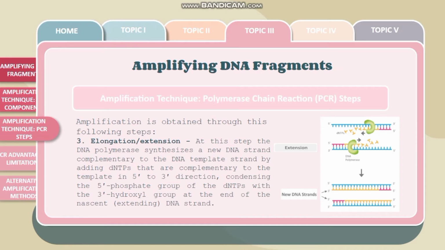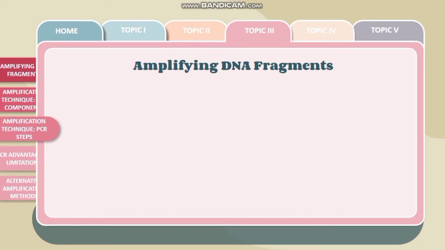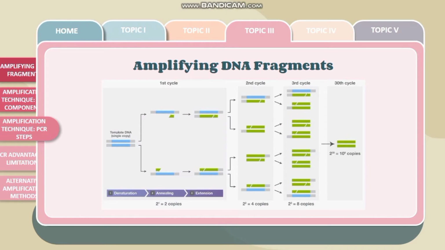At this step, the DNA polymerase synthesizes a new DNA strand complementary to the DNA template strand, by adding dNTPs that are complementary to the template in the 5' to 3' direction, condensing the 5' phosphate group of the dNTPs with a 3' hydroxyl group at the end of the extending DNA strand. After elongation, the cycle goes back to step 1, usually for 20 to 40 cycles.